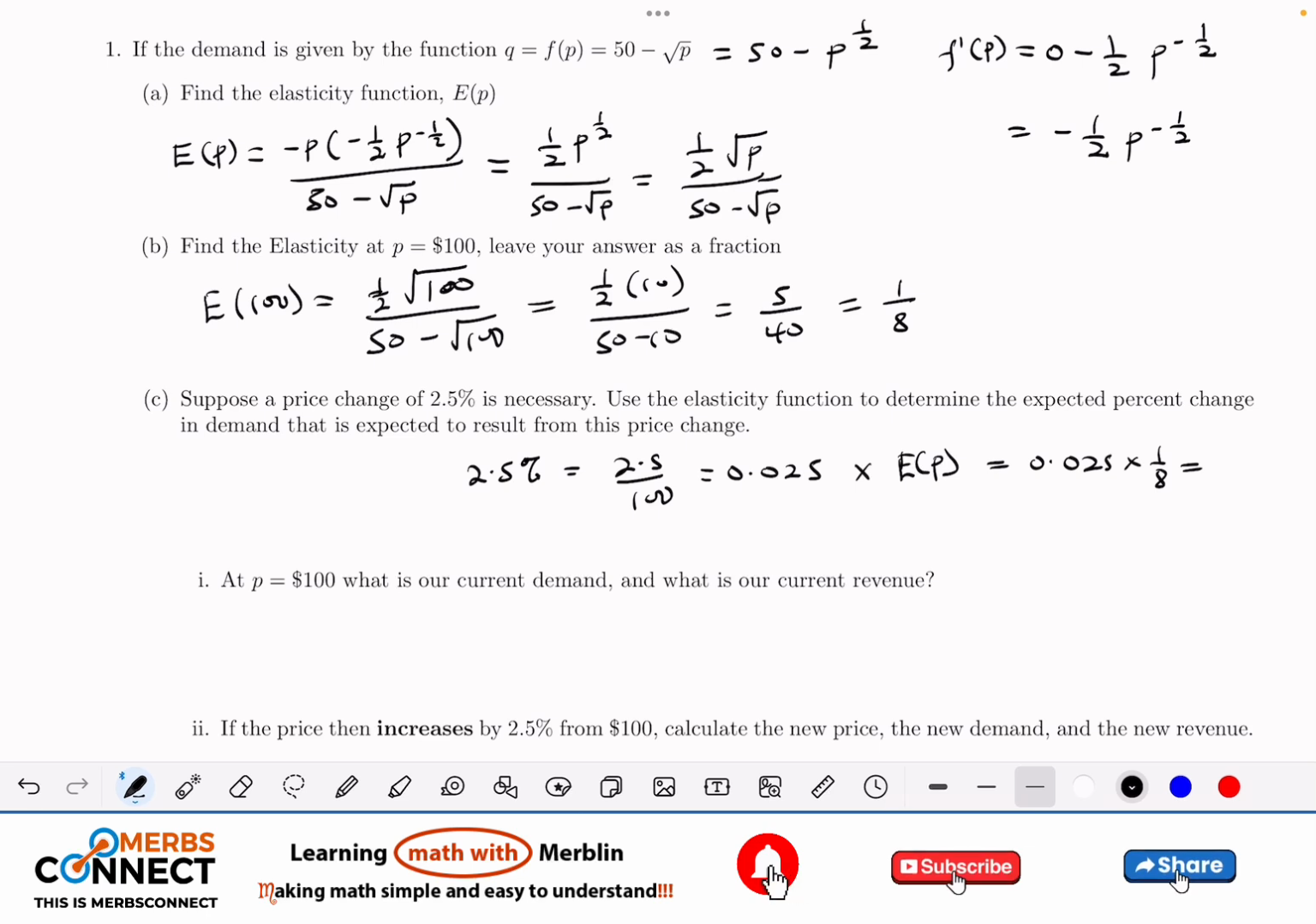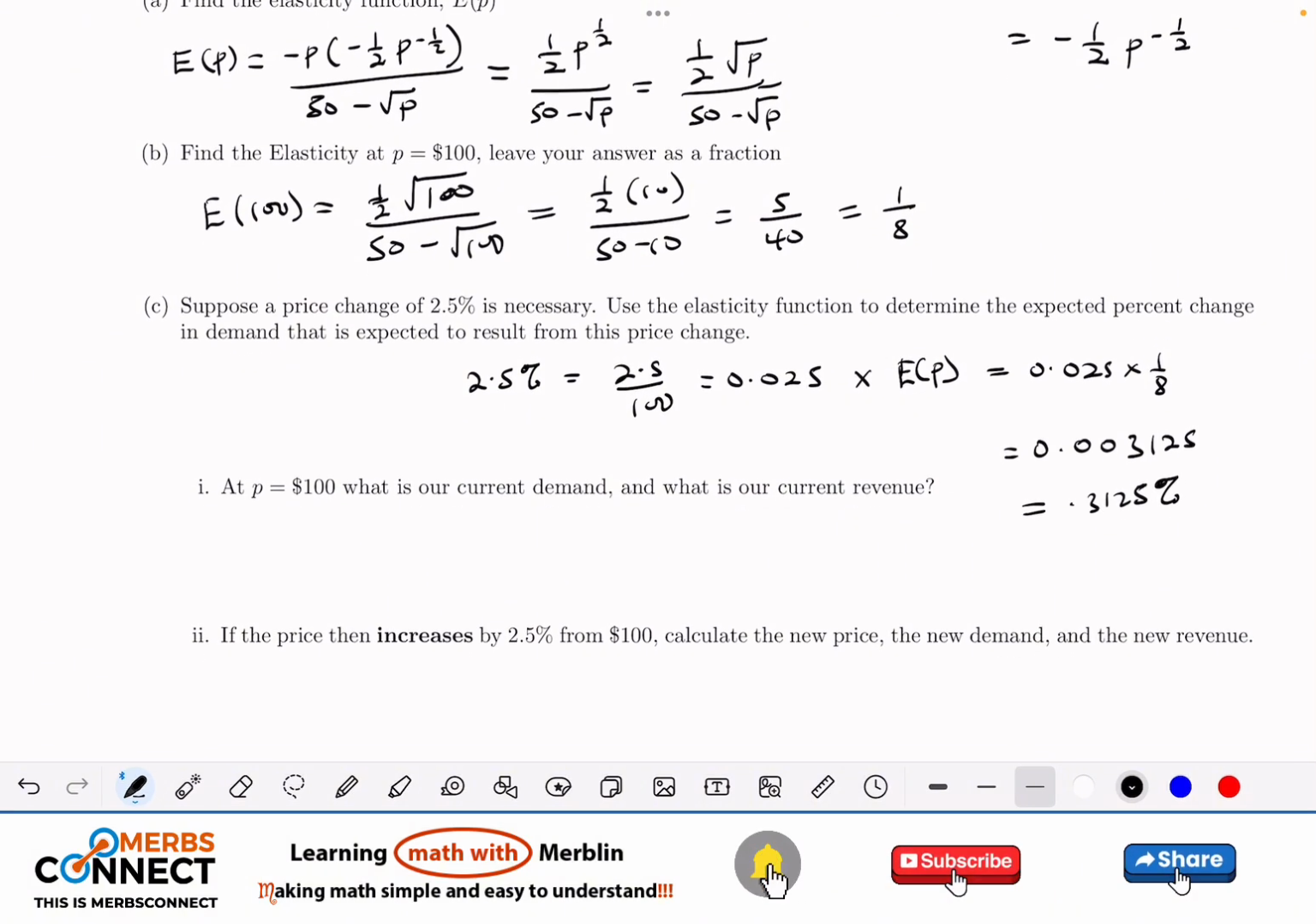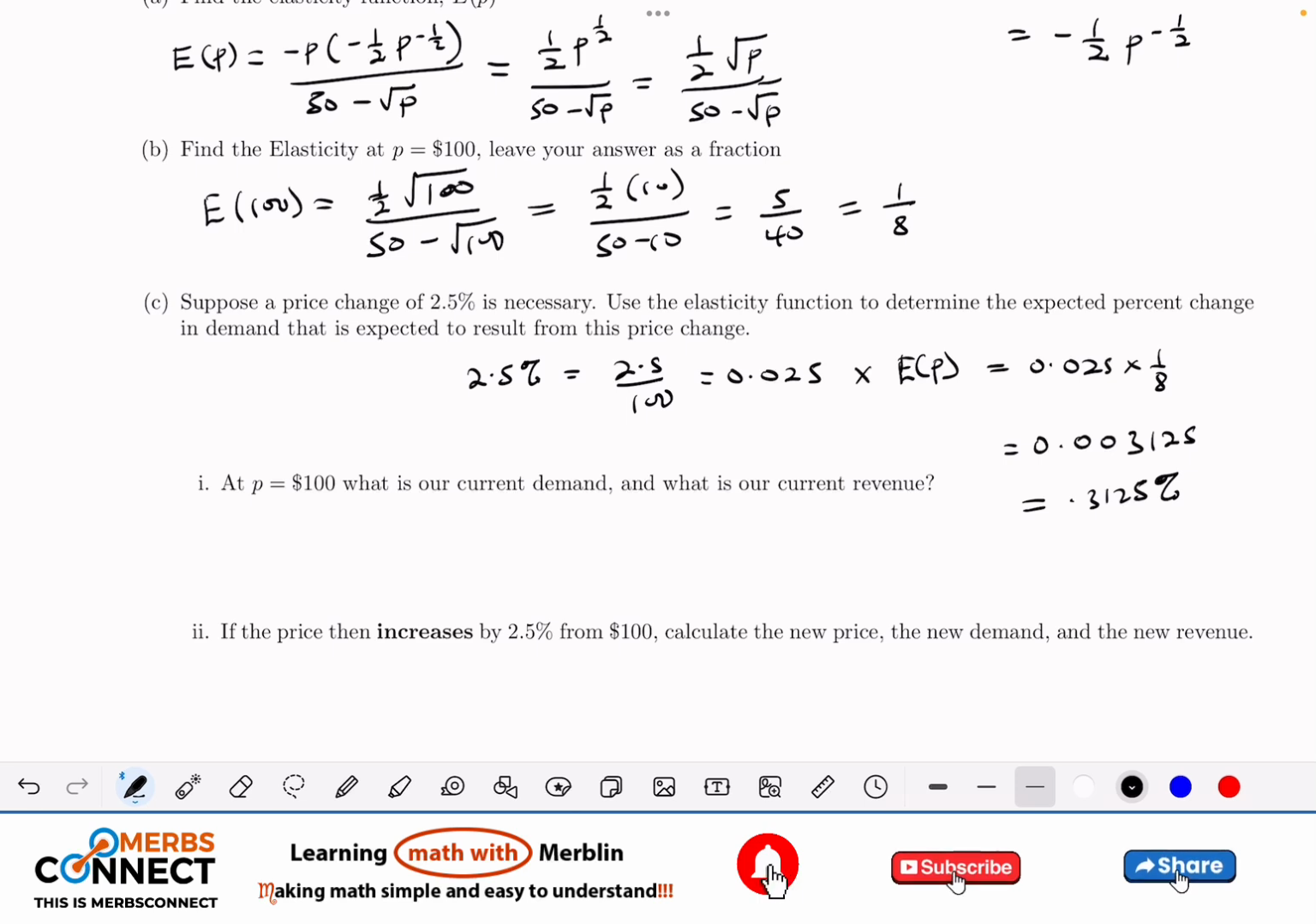So we need to get something like 0.003125, and this is the same as 12.3125%. So this is what we are going to get for the expected percentage change in demand due to the change in price. Right. So now the next thing that we need to do is, at price 100, what is the current demand and what is the current revenue?